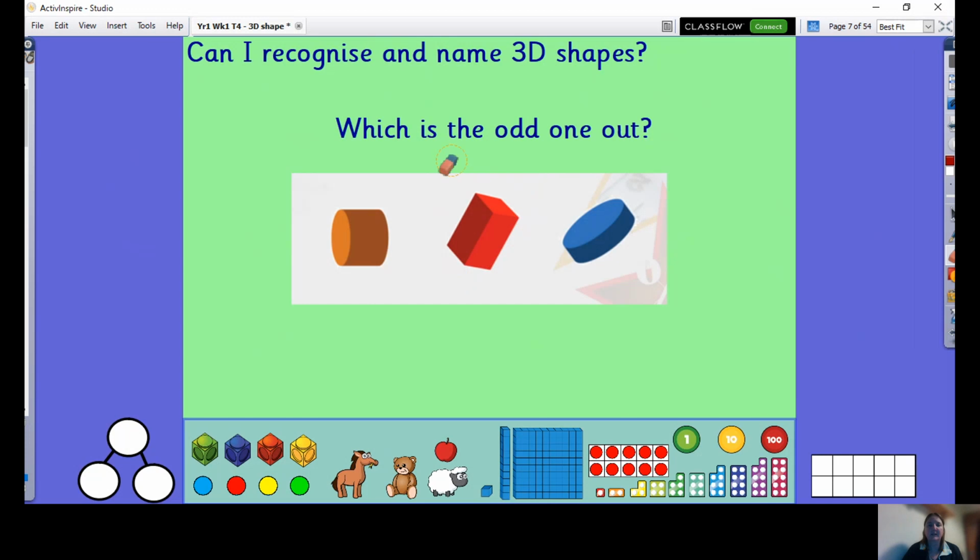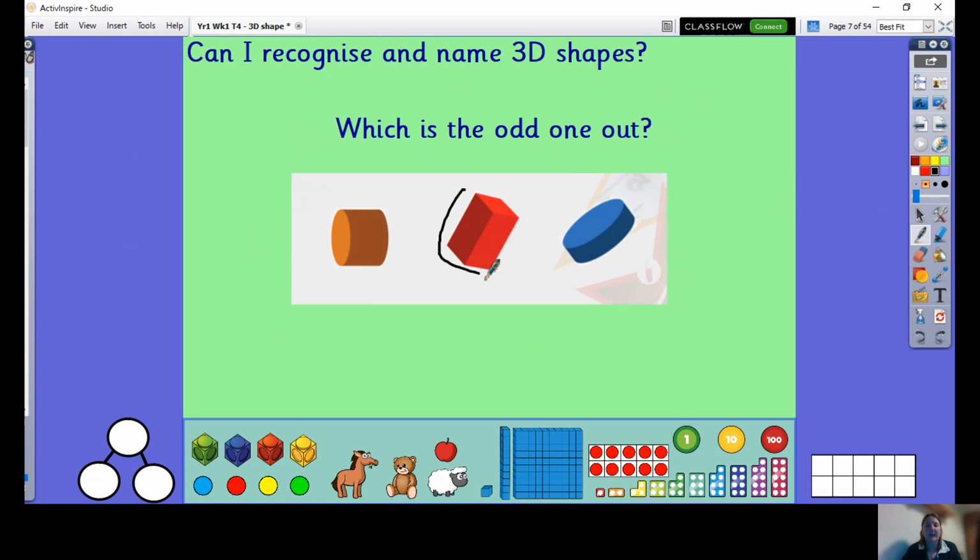So here, this is asking us to think about which is the odd one out. Again, it's just getting you to think about the names of the shapes. So we know obviously that this one is the odd one out. We've got two cylinders, and this is a cuboid. So that one is the odd one out.